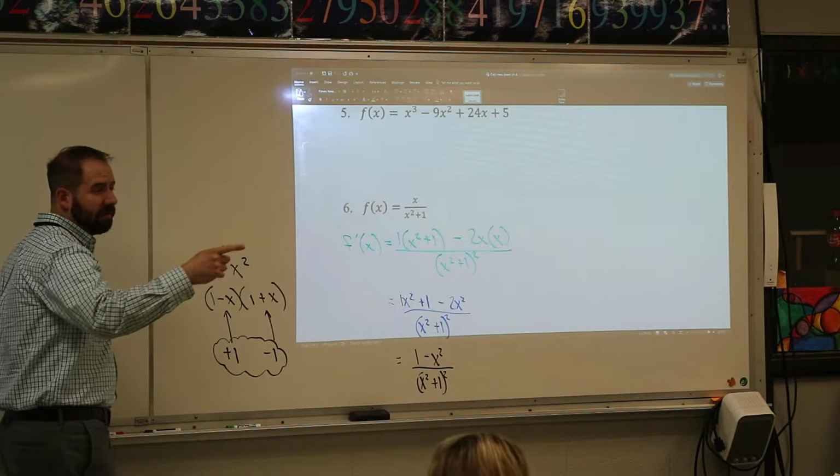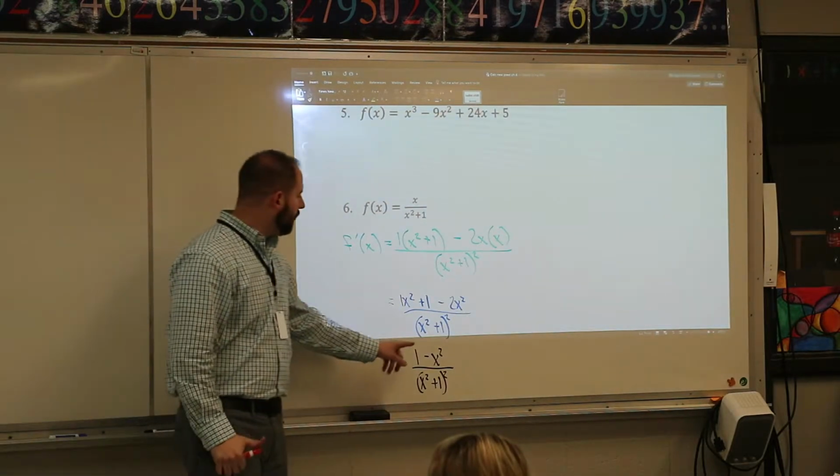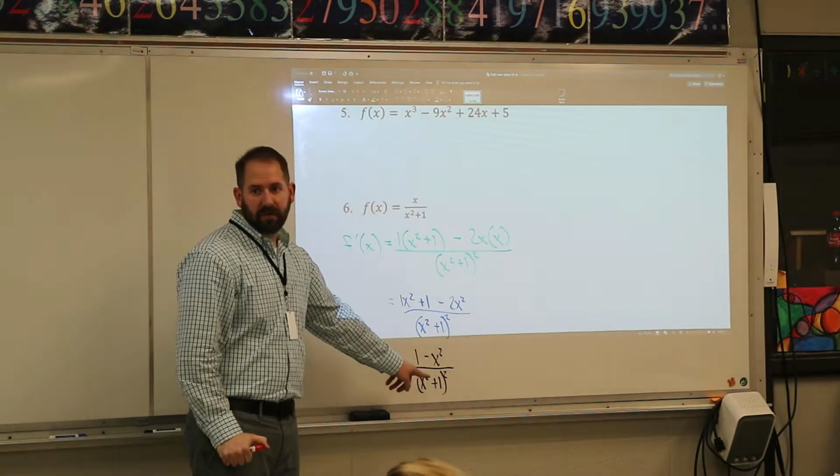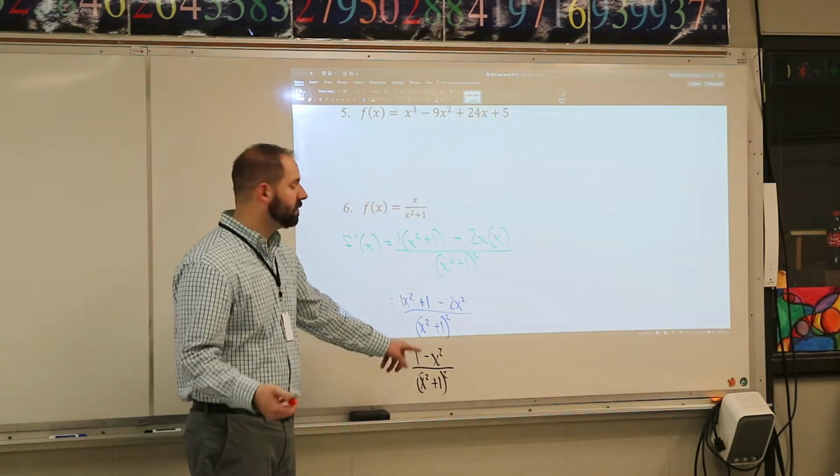Now we have to figure out the second derivative. We're going to do the second derivative on this little guy, and then we'll have to use the quotient rule again, so it's a little more complicated.